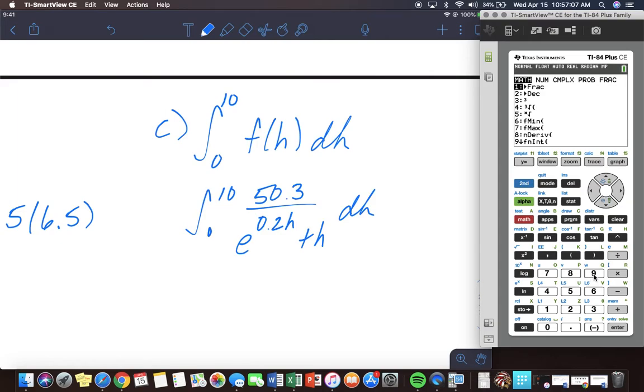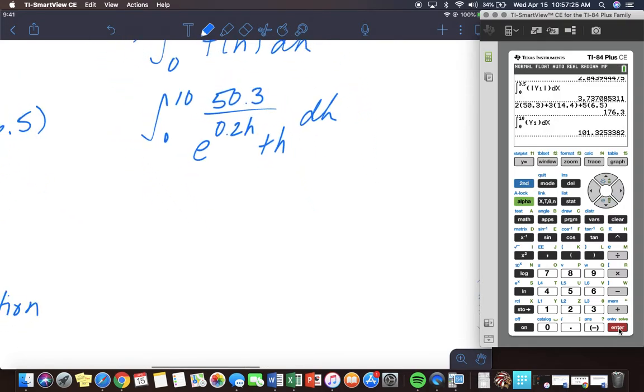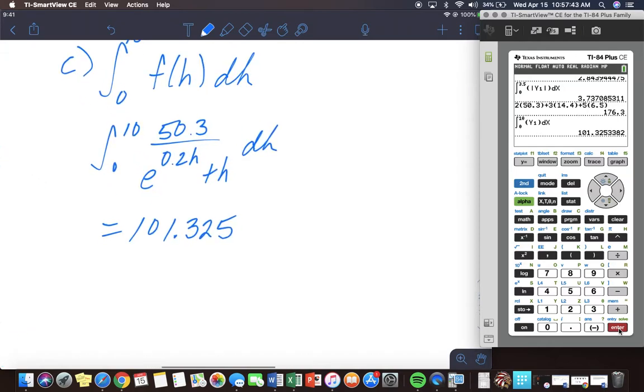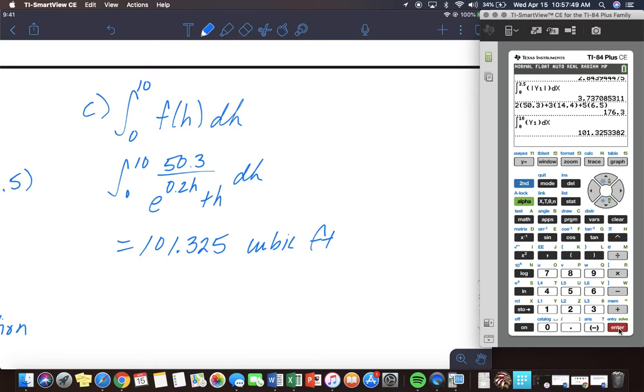Remember, to calculate an integral, you do math 9 from 0 to 10. This is going to be of y1, and it's dx. So 101.325. And this, the unit, since we're talking about volume, would be cubic, and h is measured in feet, so this would be in cubic feet. Okay. All right, part D.